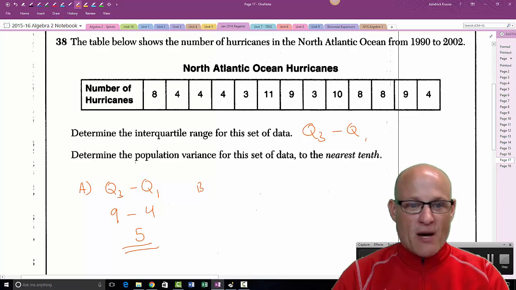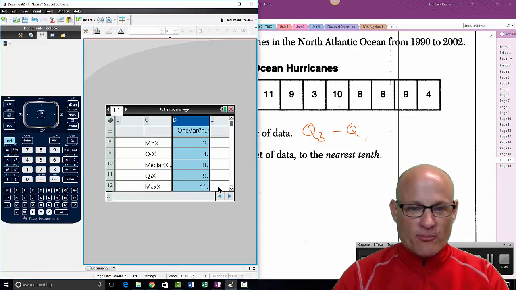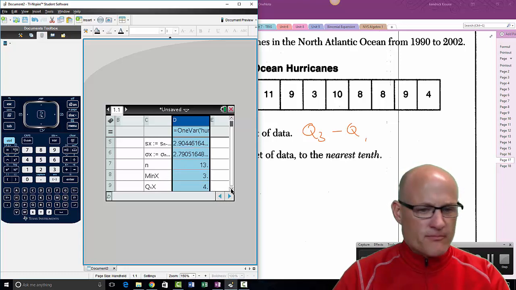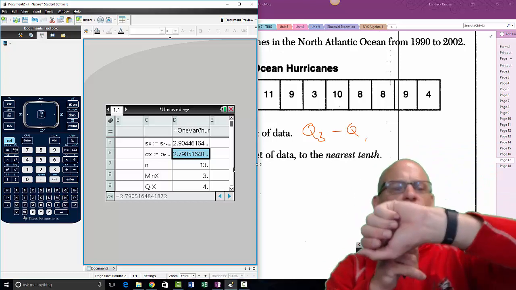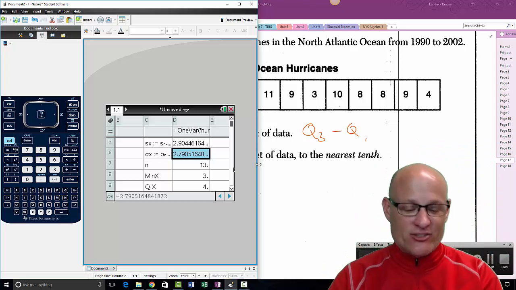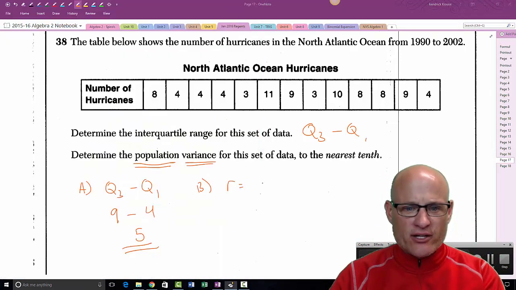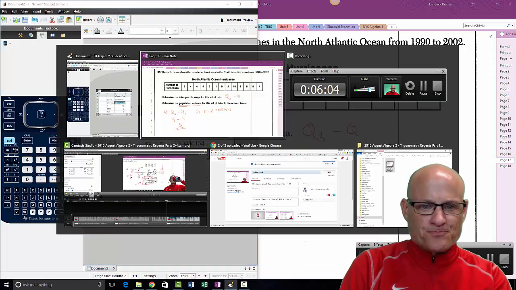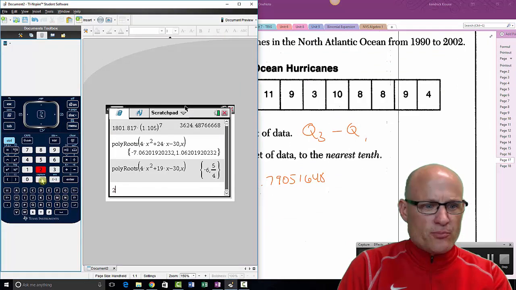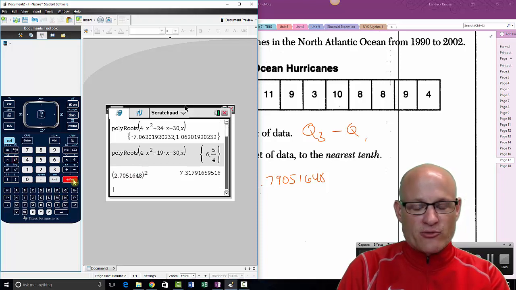Part B, determine the population variance for this data. Oh, variance. We haven't talked about variance in a while. If you go over to your calculator, remember that R is your population standard deviation, and variance is the population deviation squared. So R is equal to 2.7905168. We come over to our calculator, and we're going to say 2.7905168 squared. That's why that was a tricky question.